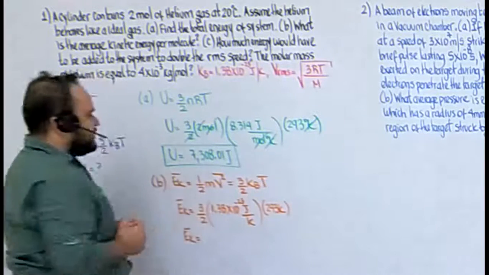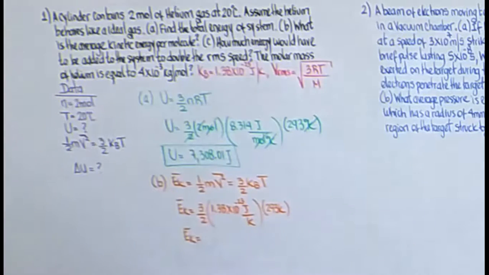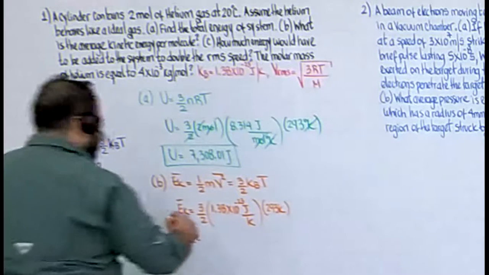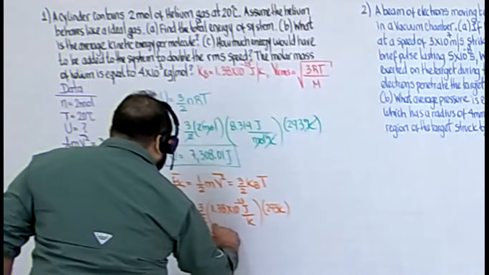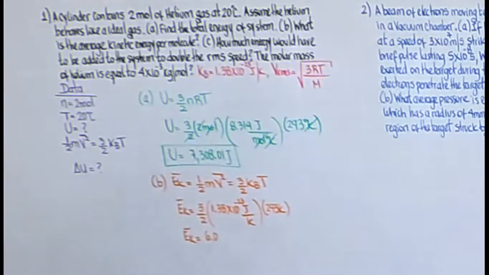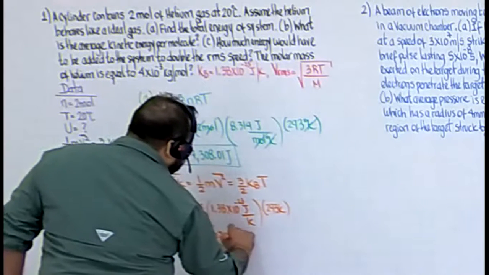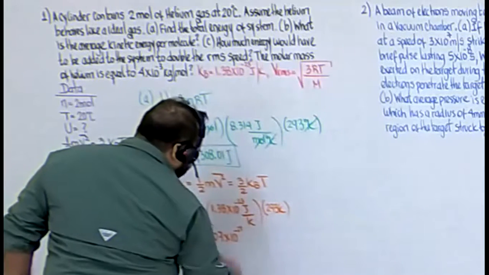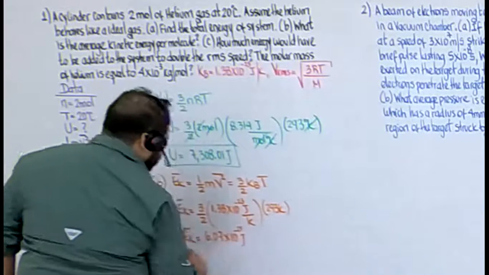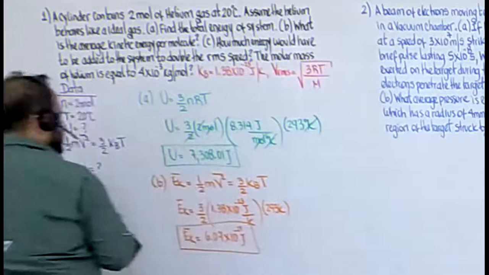Okay, so we're going to solve that equation. Remember, if you have doubts or questions, don't hesitate to let me know, all right? So 1.38 times 10 to the negative 23 power, multiplying by 293, and the answer will be 6.07 times 10 to the negative 21 power joules. And this is going to be the second answer.